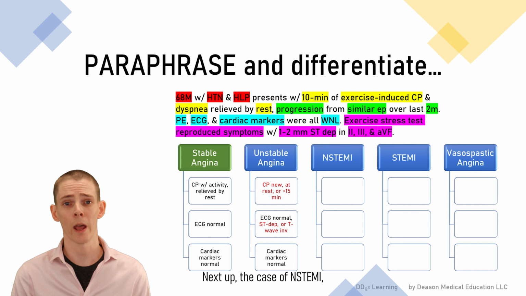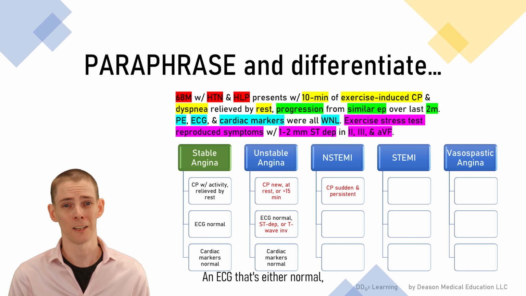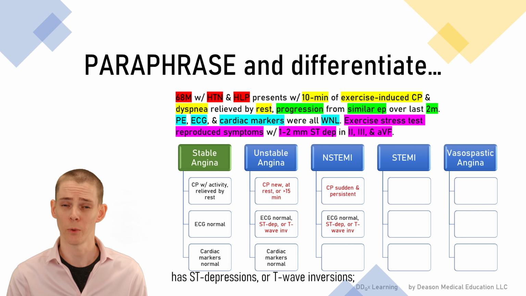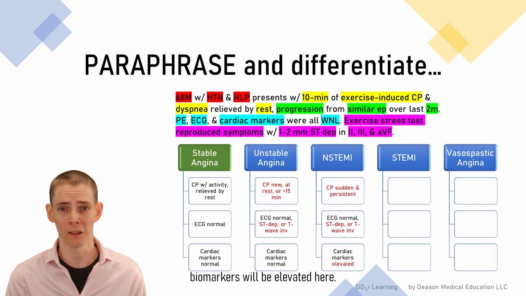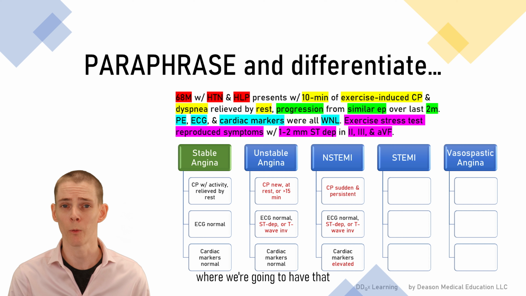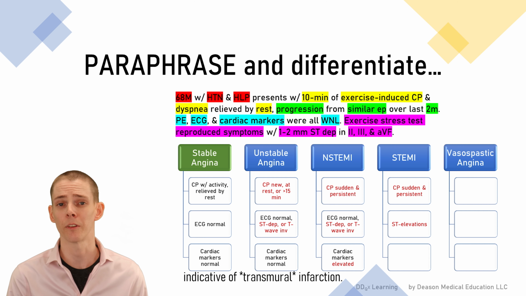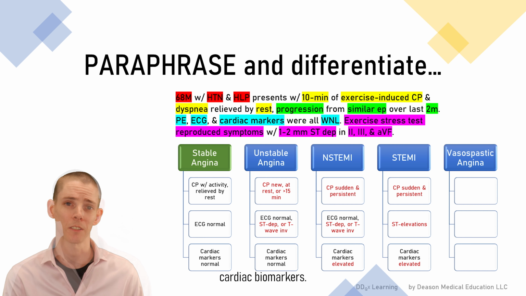Next up, the case of NSTEMI. This is going to involve sudden and persistent chest pain. An ECG that's either normal, has ST depressions or T-wave inversions, and cardiac biomarkers will be elevated here. This is going to differ from STEMI, where we're going to have that sudden and persistent chest pain, but the classic ST elevations indicative of infarction, and of course the elevated cardiac biomarkers.